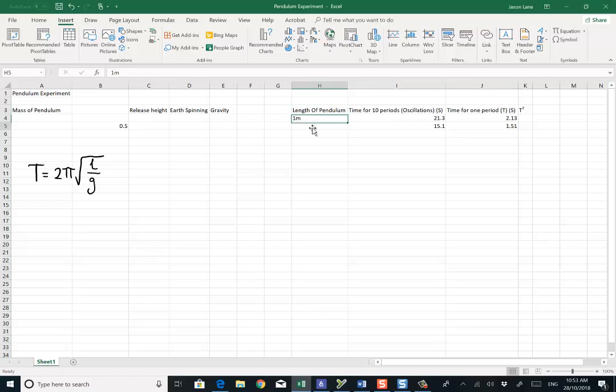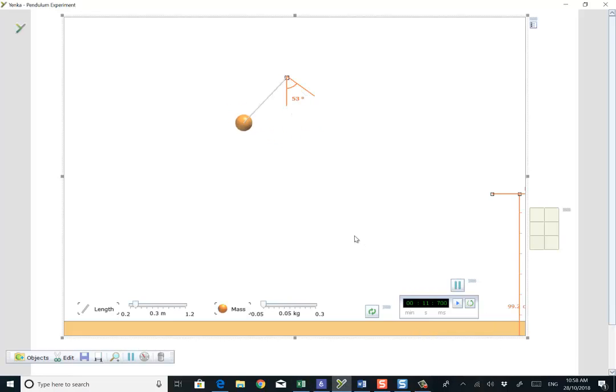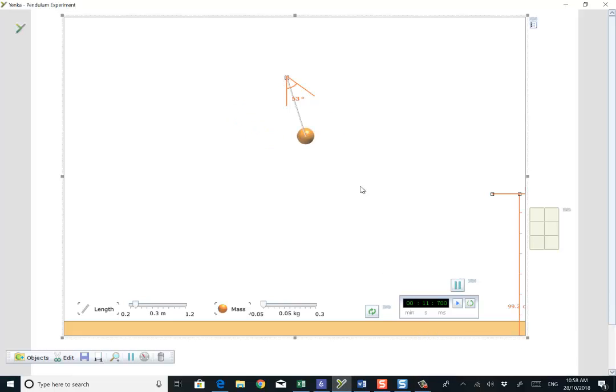Okay, so we had a length of 1, here we've got a length of 0.5. And I'm just going to do some readings now to continue that for a variety of different lengths, and we're going to then graph this result. So here you can see pendulum working with 0.3 and still the same mass, and we're getting a much faster swing.